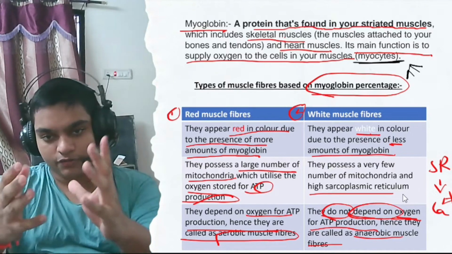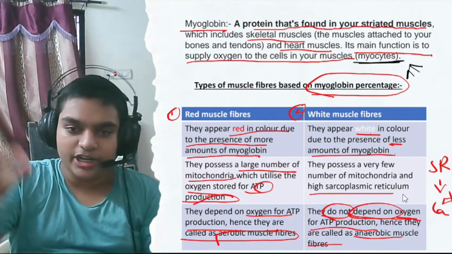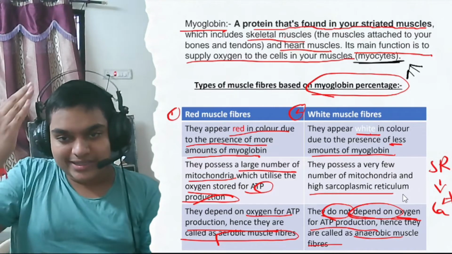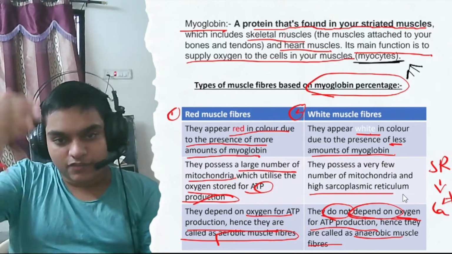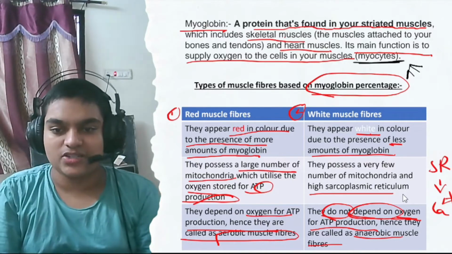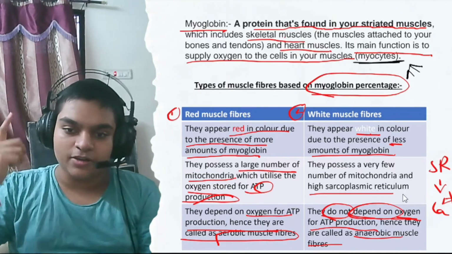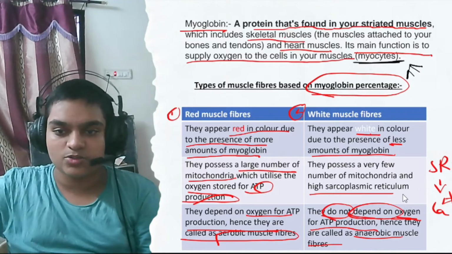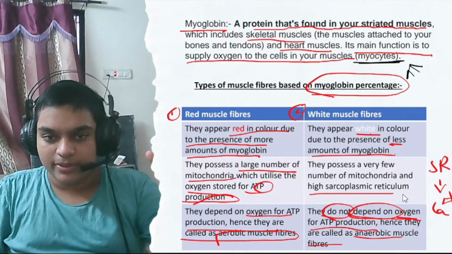Like if I am talking about these red muscle fibers and white muscle fibers, I have already told you that less myoglobin content means less supply of oxygen. If oxygen supply is less, an anaerobic process is happening for ATP production. As an anaerobic process is happening, these muscle fibers are also called anaerobic muscle fibers. What? White muscle fibers. Red has more myoglobin.